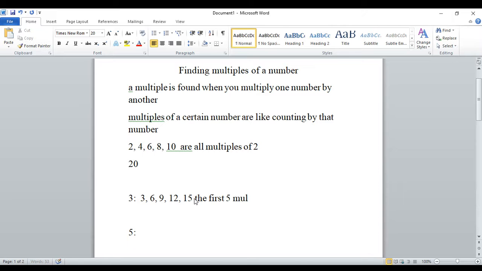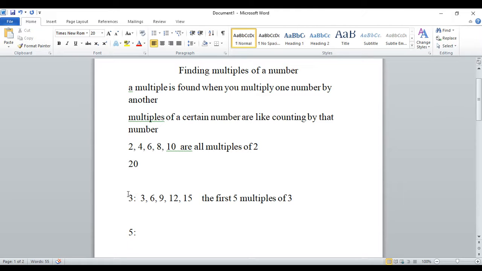5 multiples of 3. And the reason that we call them the first 5 multiples of 3 is because we multiplied by 1, then we multiplied 3 by 2, and then 3 by 3, and 3 by 4, and 3 by 5. So the way that you find out a multiple is you ask one of 2 different questions.